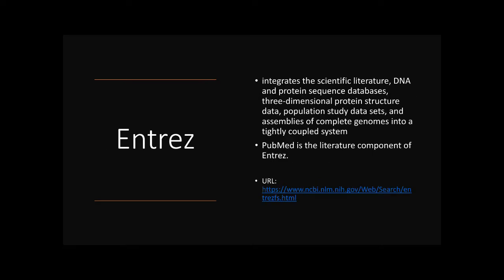We also have Entrez. Entrez integrates scientific literature, DNA and protein sequence databases, three-dimensional protein structure data, population study data sets, and assemblies of complete genomes into a tightly coupled system. So PubMed is the literature component of Entrez. Entrez is more of a search engine tool. So that is your Entrez.